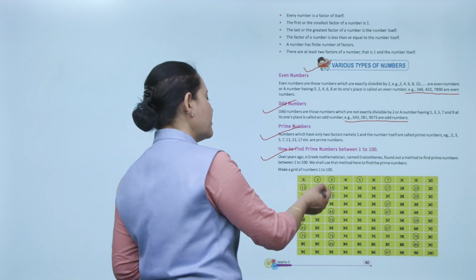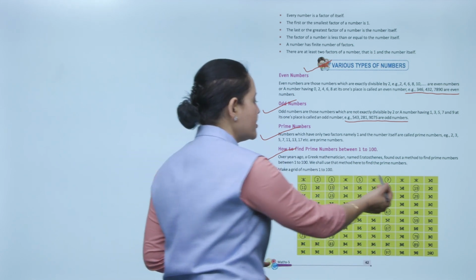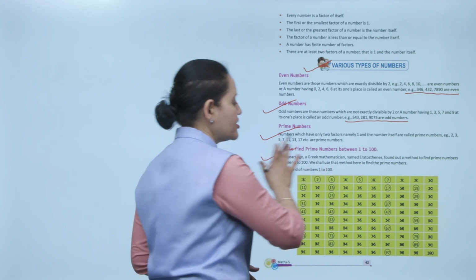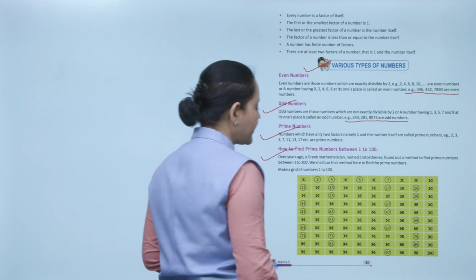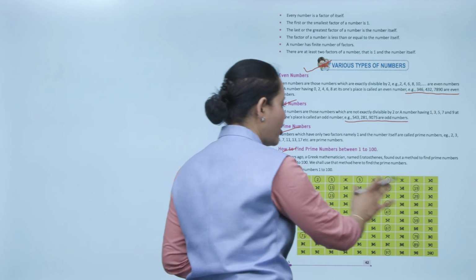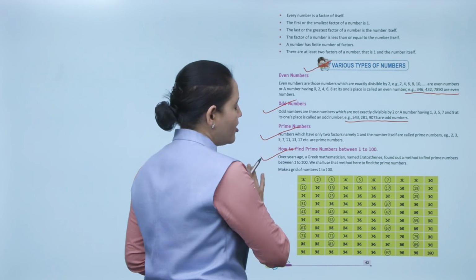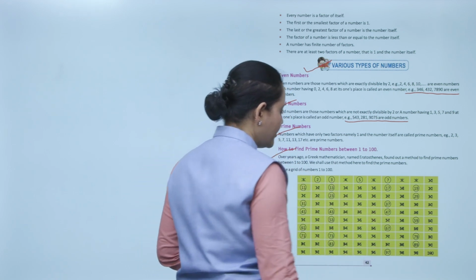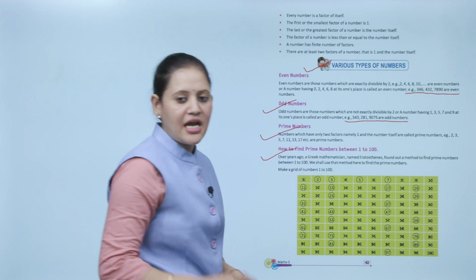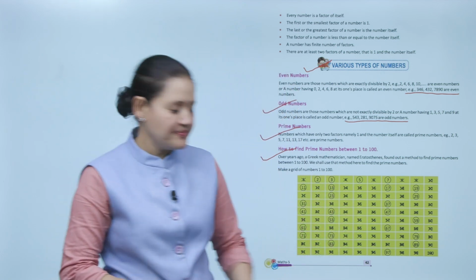Then circle number 2 and cross out all the multiples of 2, like 4, 6, 8, 10. Then circle number 3 and cross out all the multiples of 3. Then circle 5, cross out all the multiples of 5. Then circle 7, cross out all the multiples of 7. So this is how the numbers in circles, all these numbers, are prime numbers, and the numbers which are crossed out are composite numbers. Clear?